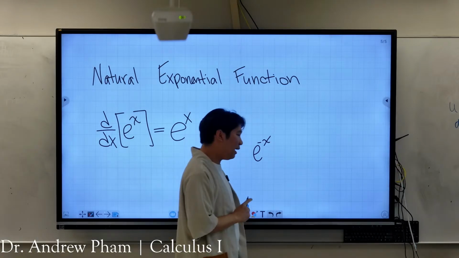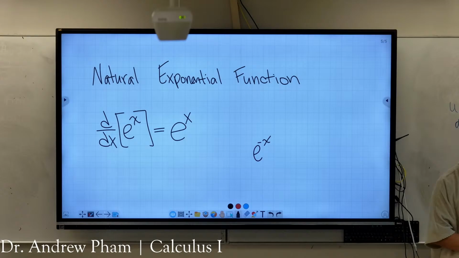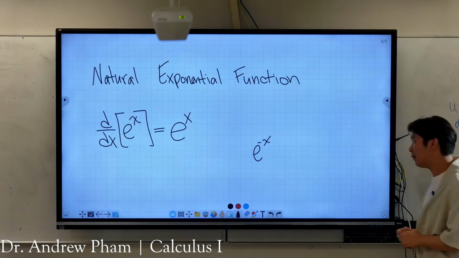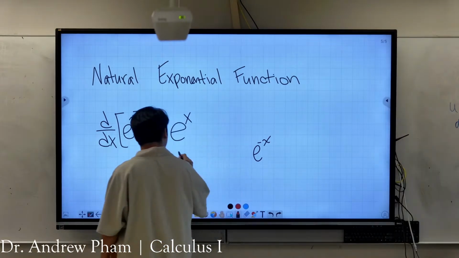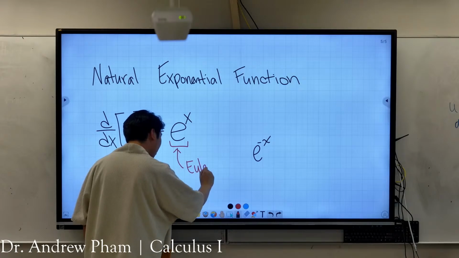So we have my natural exponential function derivative. Does anyone actually know more or less what the value of e is? If you put that into your calculator, what is the number e roughly? So e, if I remember correctly, should be roughly 2.71, something like that. It's called Euler's constant.